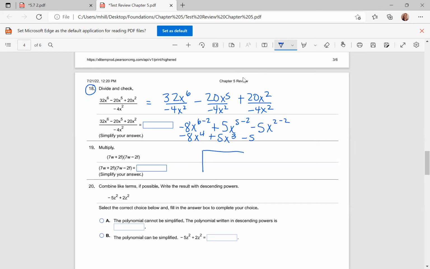On number 19, this is the thing where you can use FOIL if you want to: 7w plus 2f, and then 7w minus 2f. So 7 times 7 is 49, and w times w is w squared. 7 times negative 2 is negative 14 wf. 7 times 2 is 14 wf. So we've got both of those. And then we've got 2f times negative 2f, which is going to be negative 4f squared.